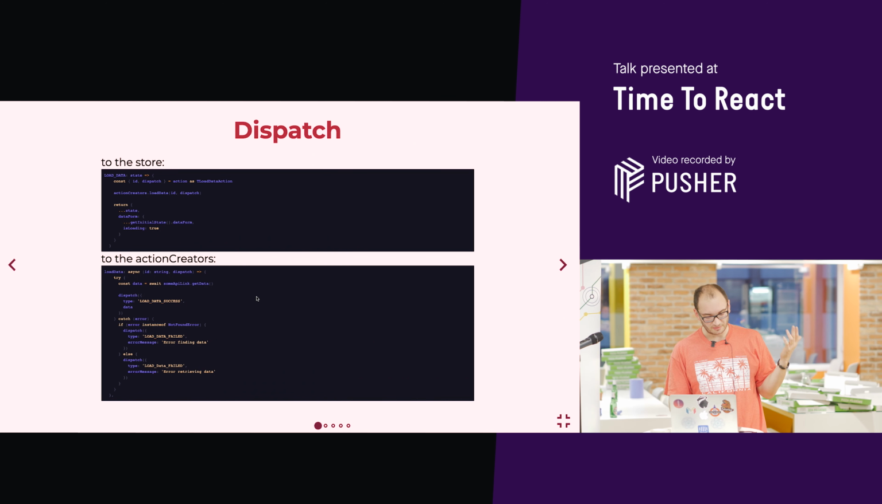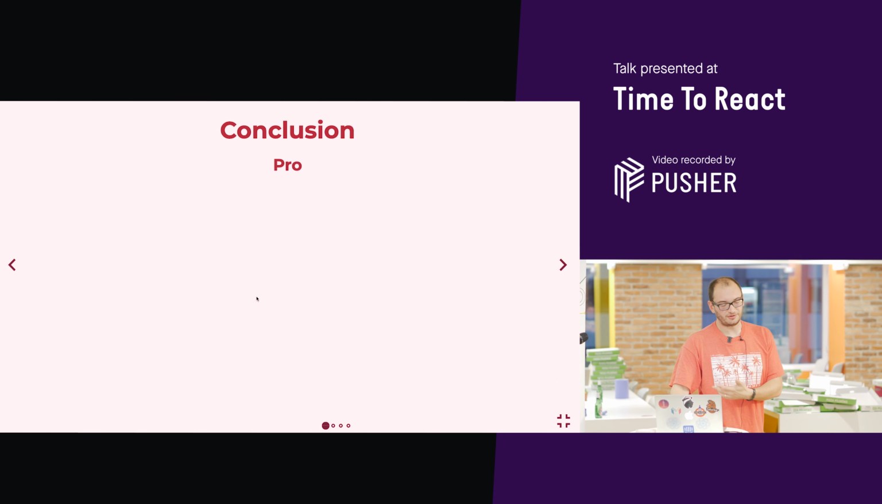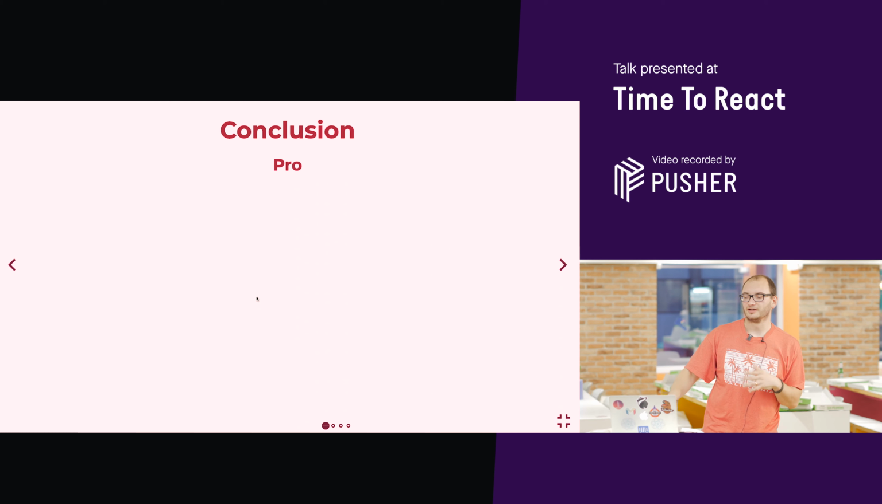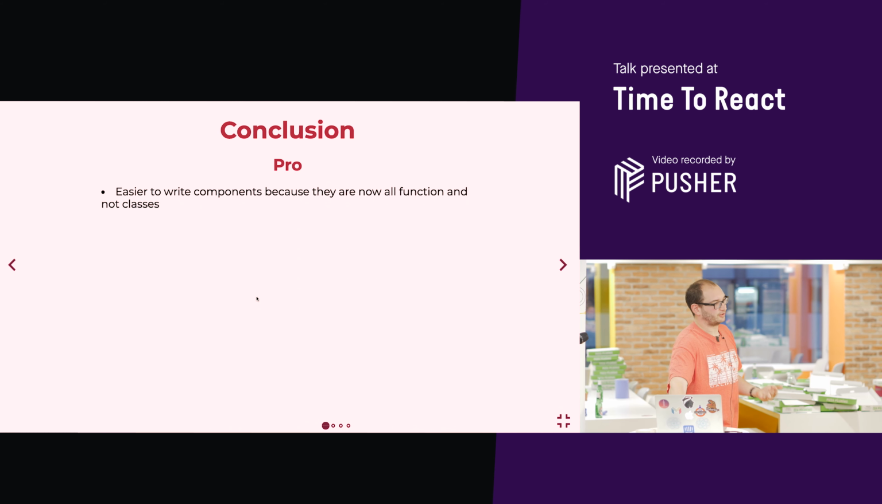Now, once you do a retro, you usually come up with your pros and your cons and something else. So our pros was the fact that now it's actually easier to write components.